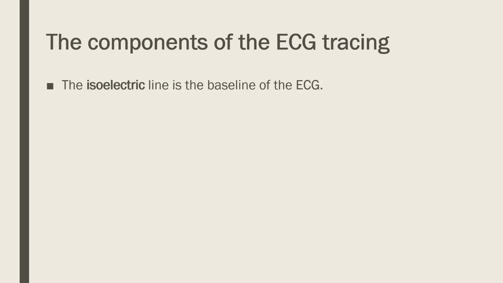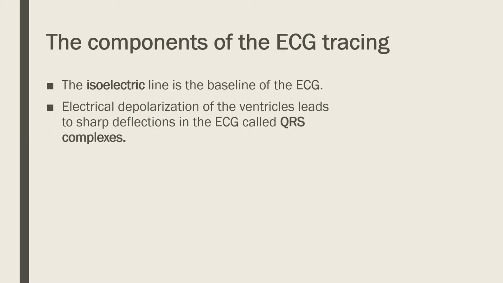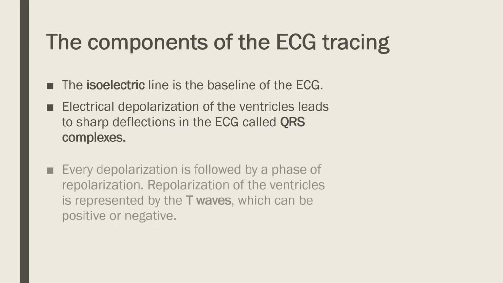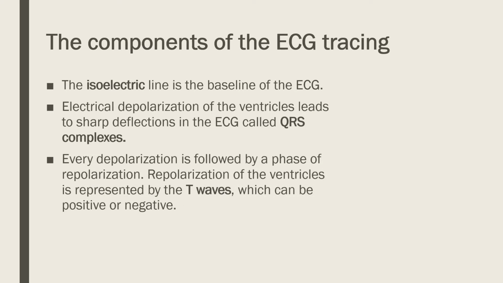As you know, the isoelectric line is the baseline of the ECG. The electrical depolarization of the ventricles leads to sharp deflection in the ECG, which is called QRS complex. Every depolarization is followed by a phase of repolarization. Repolarization of the ventricles is represented by the T waves, which can be positive or negative.